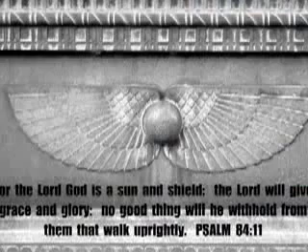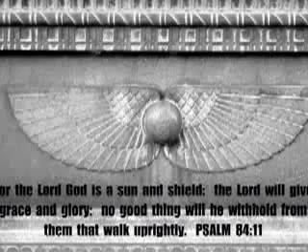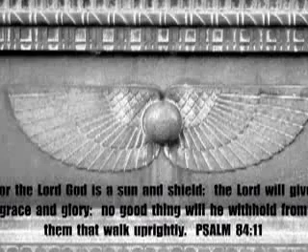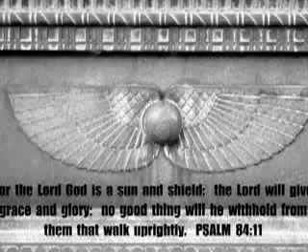Now here we are with the winged sun disk of Ra. This is a verse taken from the Bible, Psalms 84, verse 11, and it says, "For the Lord God is a sun and a shield."